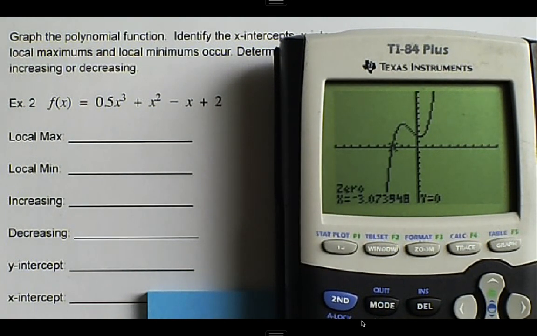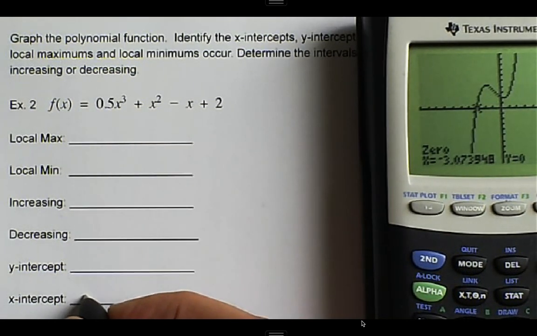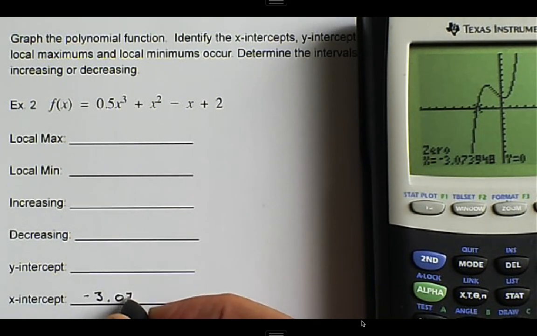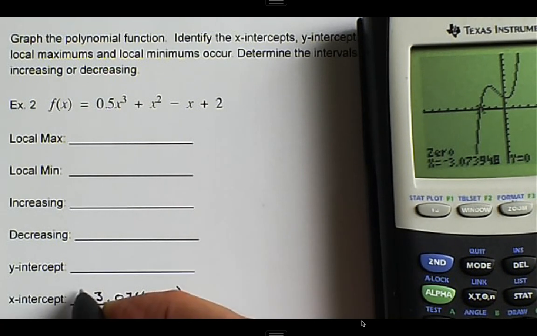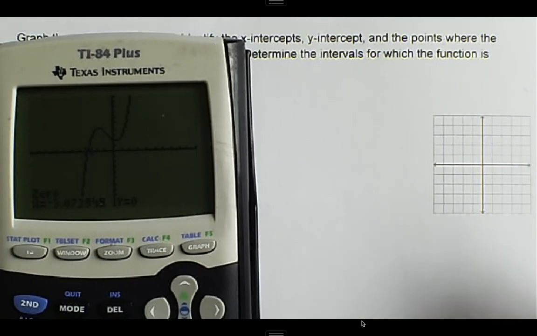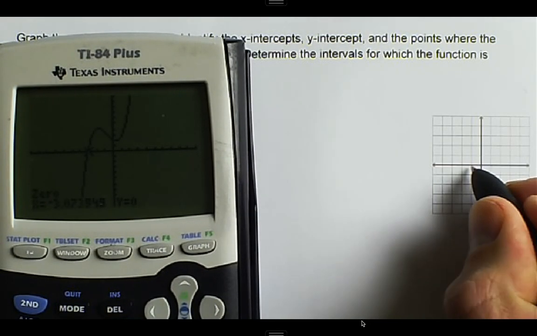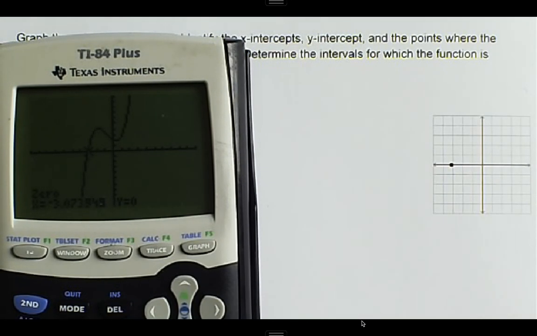And it tells us that the 0 in this case is negative 3.074, and the y value is 0. Okay, so we found our x-intercept, and we can go ahead and put a sketch where we think that is. So 1, 2, 3, a little bit past 3, so there's going to be our 0 right there.